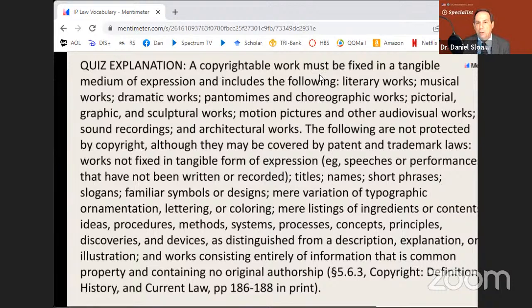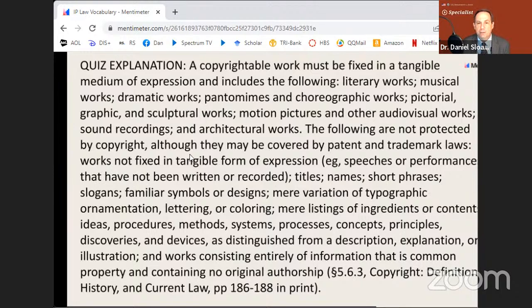So a copyrightable work must be fixed in a tangible medium of expression, and includes the following: literary works, musical works, dramatic works, pantomimes and choreographic works, pictorial, graphic and sculptural works, motion pictures and other audiovisual works, sound recordings, and architectural works. The following are not protected by copyright, although they may be covered by patent and trademark laws. So the question was about copyrights. So it might be a little tricky, okay?